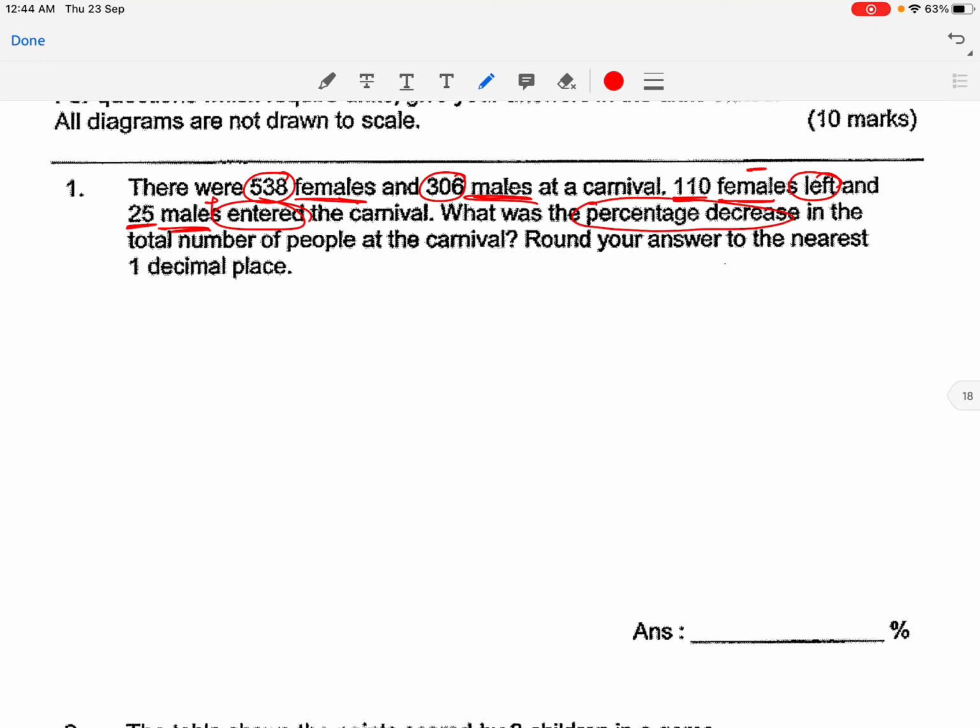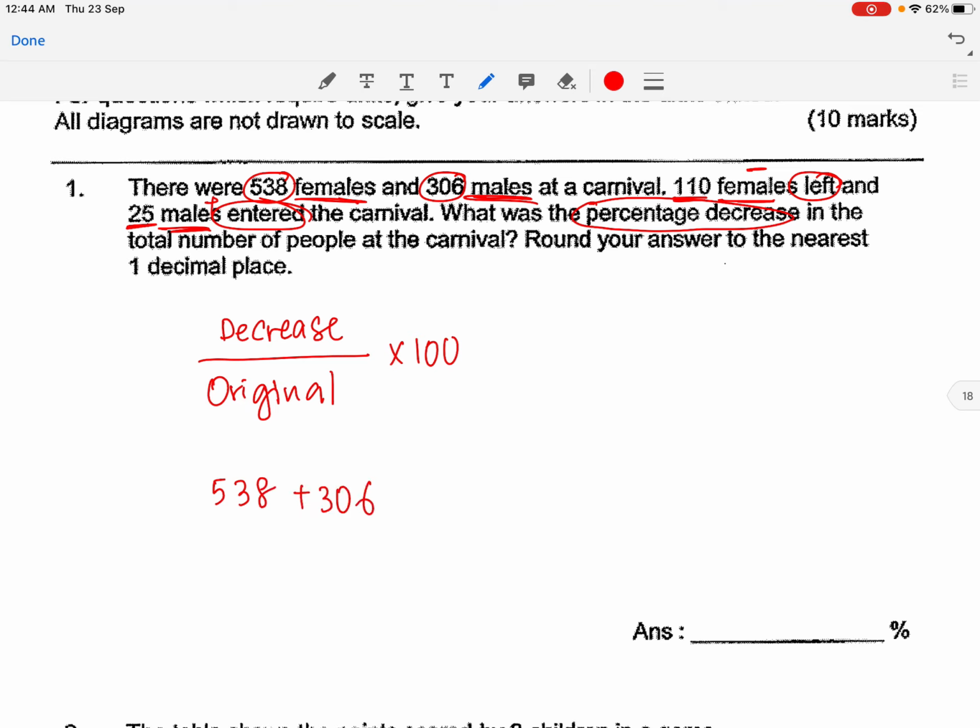So before we continue, we will need to recall the formula for percentage decrease. It will be decrease over the original times 100. So how do we find the decrease or the original? The original will be 538 plus 306. So use your calculator to get the answer. 538 plus 306, you'll be getting 844. So there you go. You have your original.